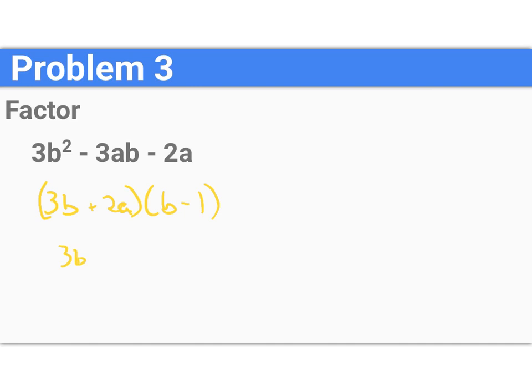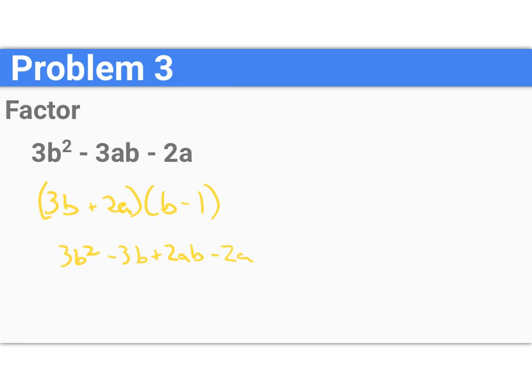First, 3B squared. Outers, minus 3B. That doesn't work, people. Inners gives us 2AB. And last gives us a minus 2A. You know what? I don't think this is going to work. I think we're going to have to separate the 2 and the A, because we need 3AB and we have 2AB. So let us do this.